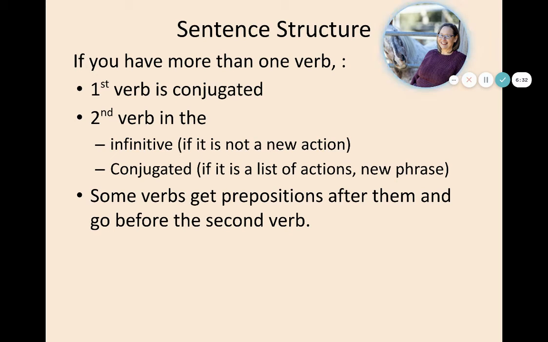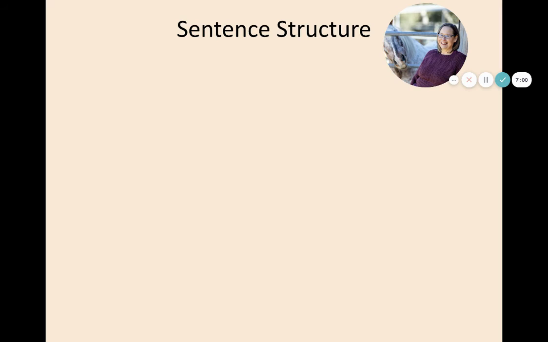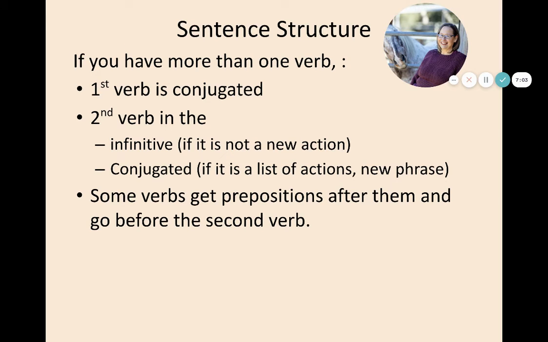Now, if you're listing actions like I ran, swam, and played tennis, when I have those three and they would have commas in between them in English like that, then the same thing happens in Spanish. You would conjugate each one of those. And we'll do some more of them later on. We're just taking notes on this right now. Some verbs get prepositions after them and go before the second verb. And we'll talk more about that as they come. Just want you to have these notes.